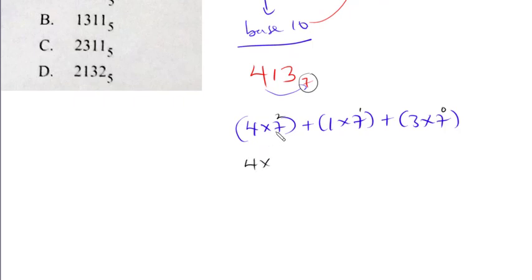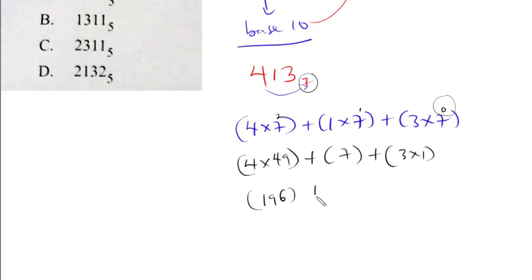So here we have 4 times 7 to the power 2 is 49. Then we have 1 times 7, 7. Then in indices, any number raised to the power 0 is 1. So here we have 3 times 1 here. All right, so 4 times 49, what will it be? I think that should be 196 here. Then we have plus 7. We have plus 3 times 1 is 3. Okay, so 7 plus 3 is 10. Plus 196, that should be 206 here.